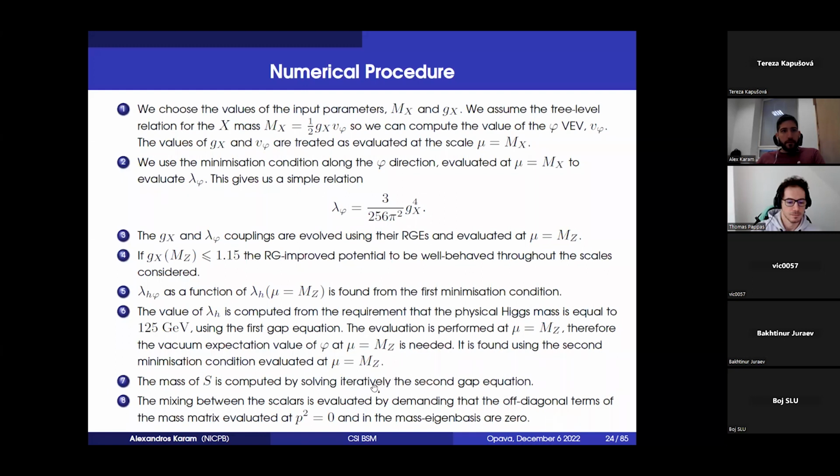And finally, the mixing between the scalars is evaluated by demanding that the off-diagonal terms of the mass matrix evaluated at zero momentum and in the mass eigenbasis are zero. So this is our algorithm. And by doing so, we only have two input parameters, MX and gX. And everything else is automatically calculated.